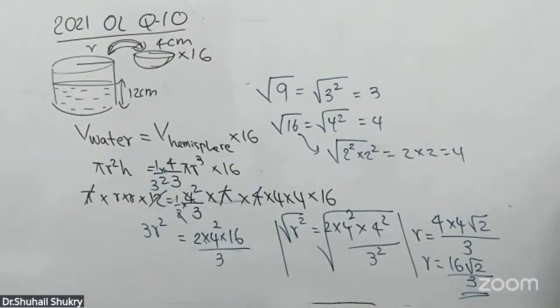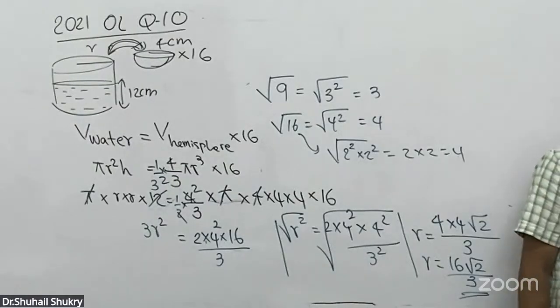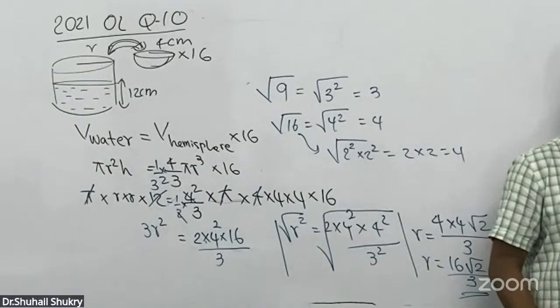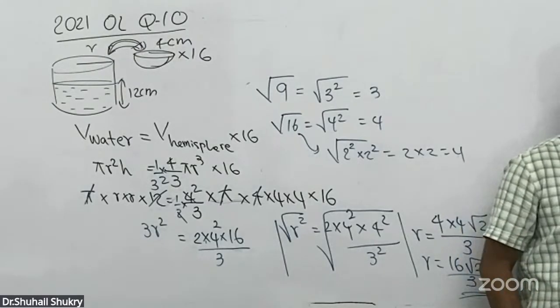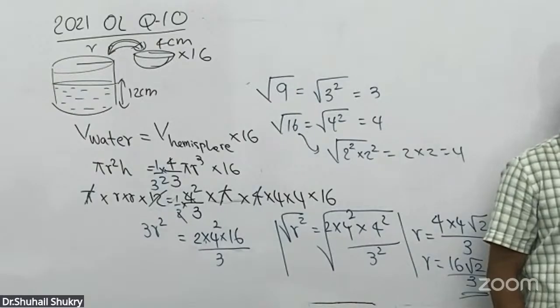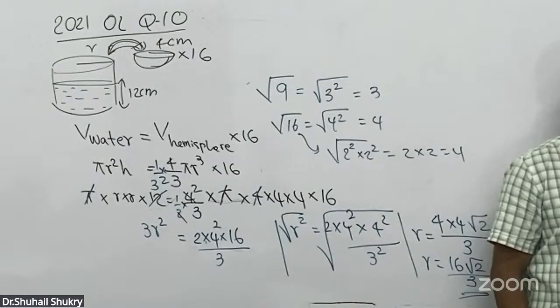Now we'll see how the marks are distributed for this. Normally the marks distribution is very important. Again, for this, marks are distributed like this. For getting the volume of the cylinder, for getting an expression for the volume of the cylinder, 1 mark. For getting an expression for the semicircular volume, 1 mark. For making them equal, 1 mark.